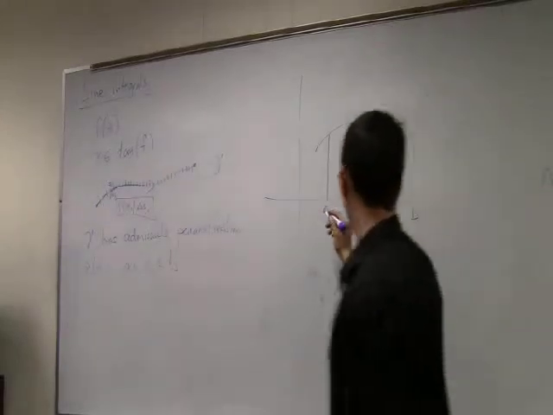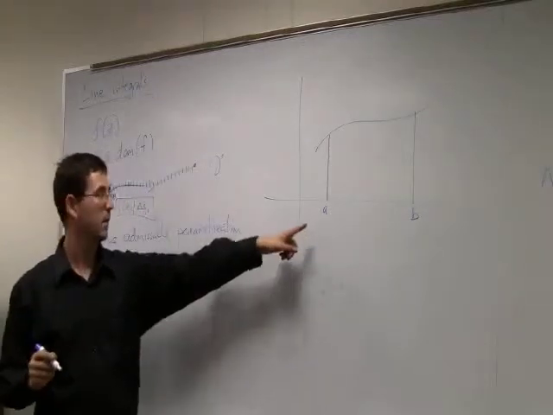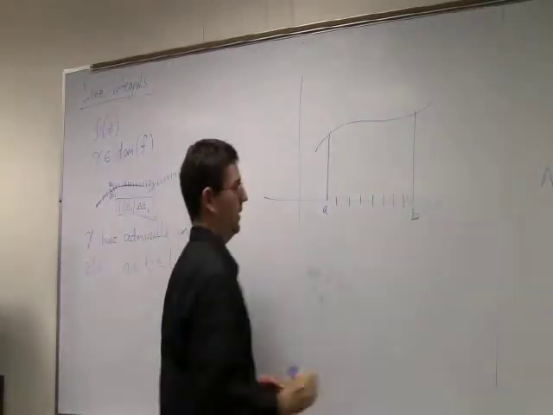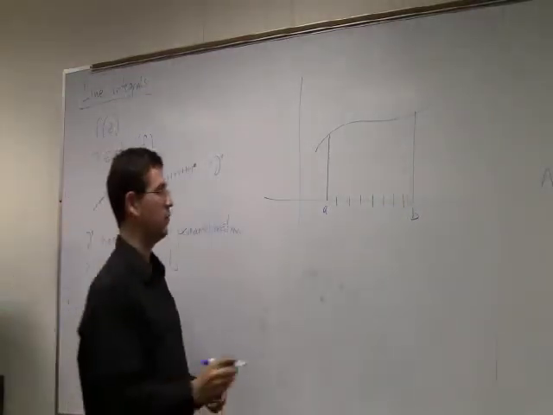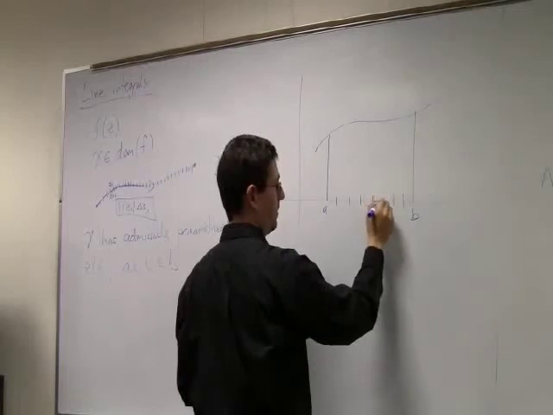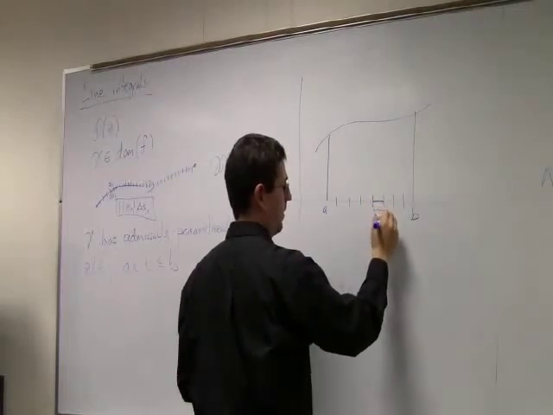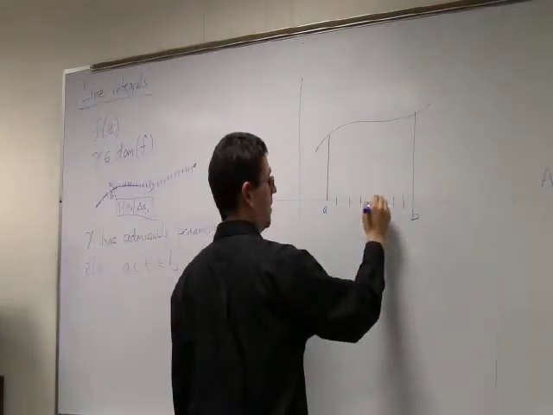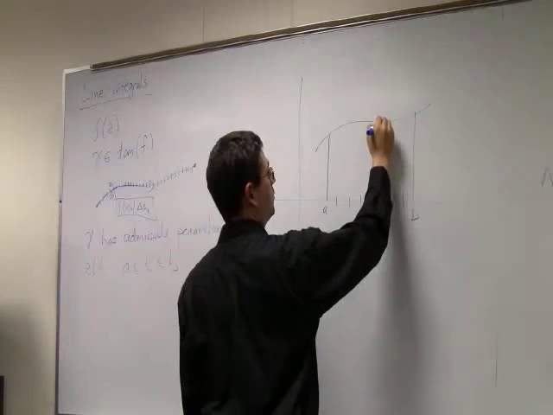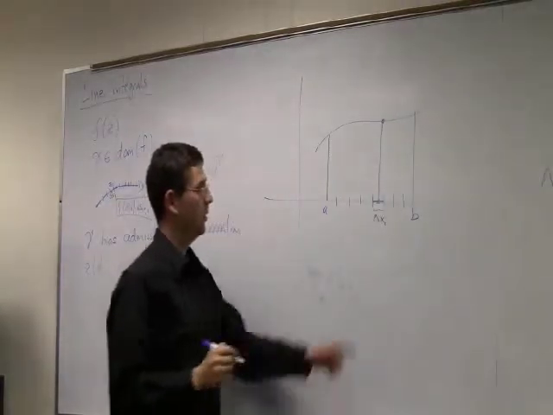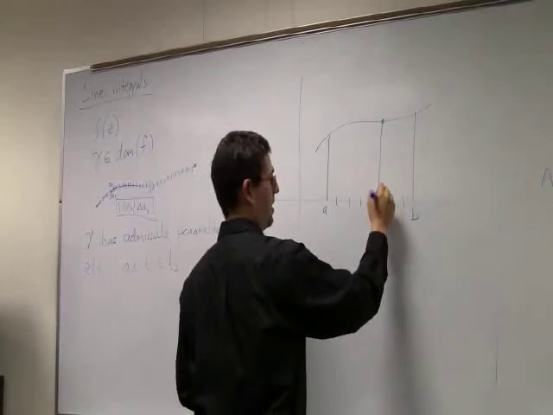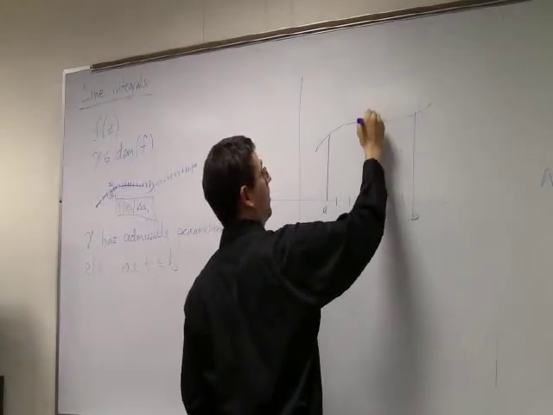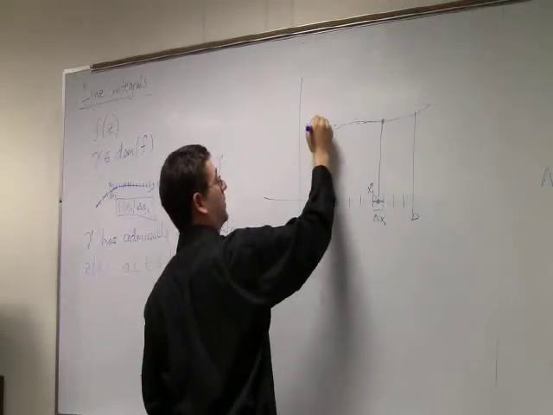How did we do it? We took the interval AB and we divided it up into segments. And each one of these segments, there was a base, there was a length here, right? And that was maybe delta xi. Then you chose a point in there, and you took the value at that point. So this maybe is xi star. And this point up here on the y-axis would be f of xi star.